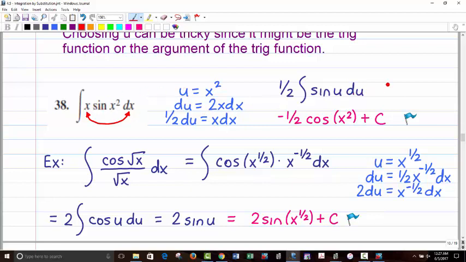So all we have to do is take the antiderivative of sine, which we know to be negative cosine. Antiderivative here, not derivative. Antiderivative of sine is negative cosine. So that changes the 1/2 from positive to negative. We have cosine of u, which we replace u with x squared, and then plus c. And that's it.